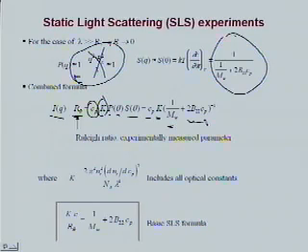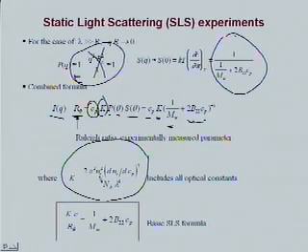Now, for the sake of all people who would like to know exactly what the constant is, here is the constant. 2 times pi squared, refractive index of the system squared, effective refractive index. The differential between the refractive index of the system and the concentration of the particles, squared, Avogadro number, and wavelength to the 4th power.